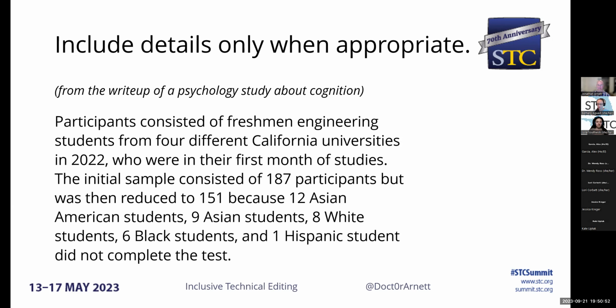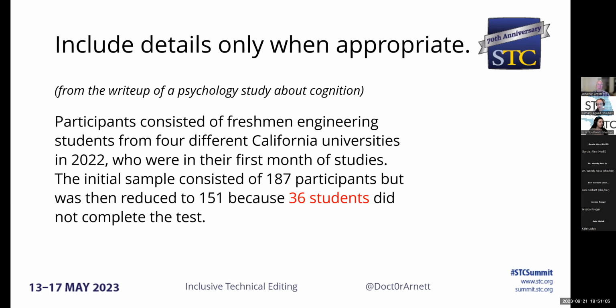Wait a minute. Why are we even talking about the details of these people who didn't complete the test? It makes no sense. So let's just cut it and say 36 students. Unless there's a specific reason that we need to specify what people did what, don't bother.